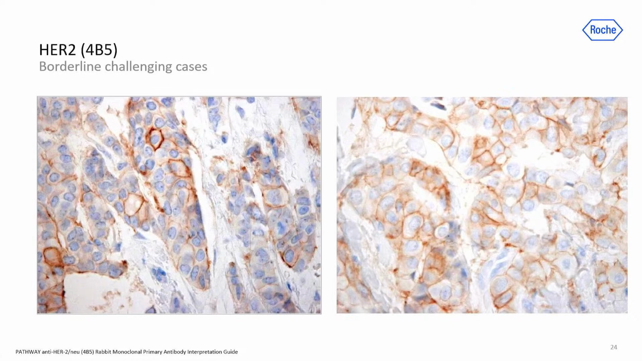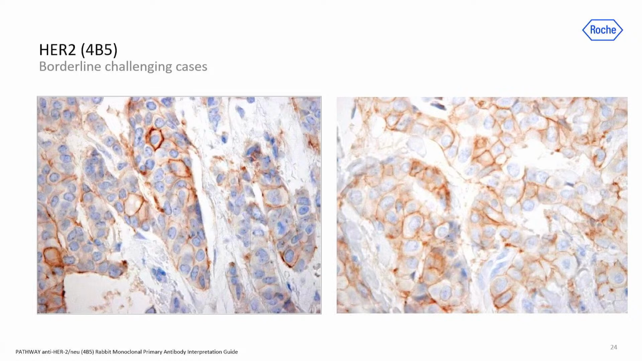So when you encounter these borderline challenging cases, it's important to always go back to the algorithm. So is there staining? Yes. Is it membranous? Yes. Is it complete or incomplete? We'll start with the first one. So there's a couple of cells that do show complete staining, but for the most part, it's incomplete, right?